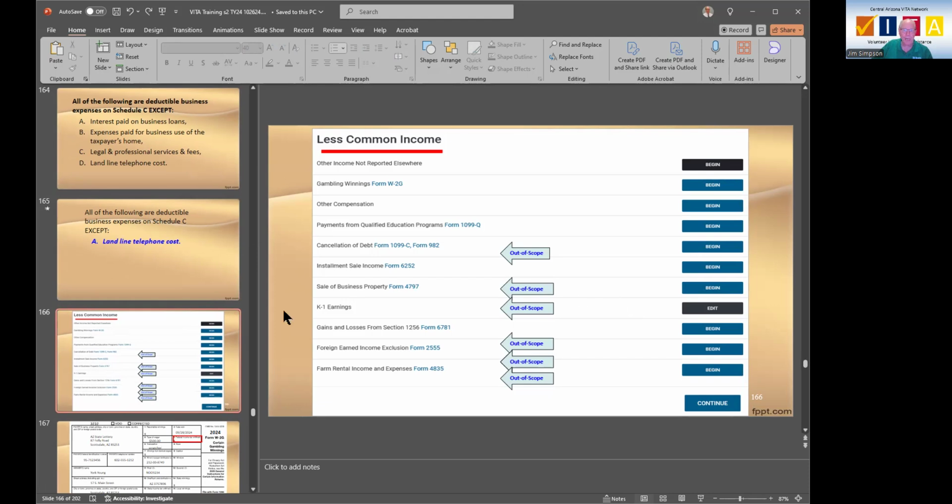Okay, less common income. This is the screen from TaxSlayer when you click on that button that says other income, not reported. So this is where this would be common. We see gambling winnings from Form W-2G, right? Sometimes there's just other compensation you would get, or sometimes you've got other income not reported elsewhere. This is where we would put in scholarship income that's not used for tuition, books, and expenses. Most of these are out of scope, as you can see, but gambling winnings aren't.